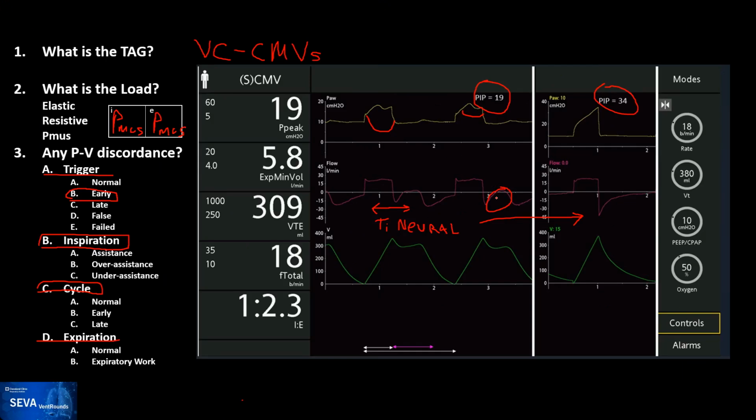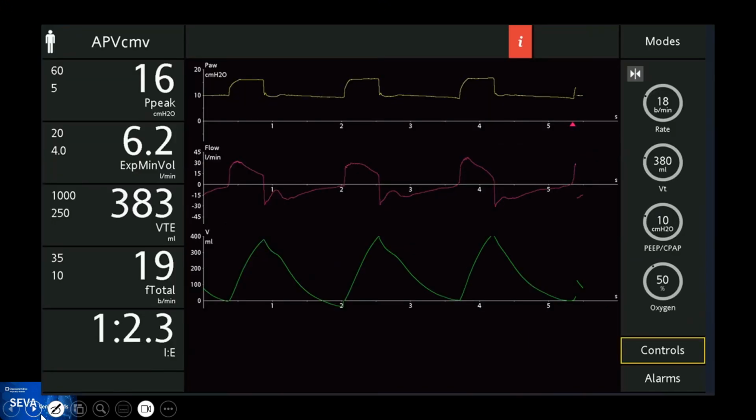Should we consider this slide terminated so we can go to the next one? We can do that. Yes. So somebody tried to improve the situation and decided to change the mode from VC-CMV. A new mode was chosen, and if you guys can name the tag of this mode on the Hamilton C6, whose commercial name is APV-CMV.